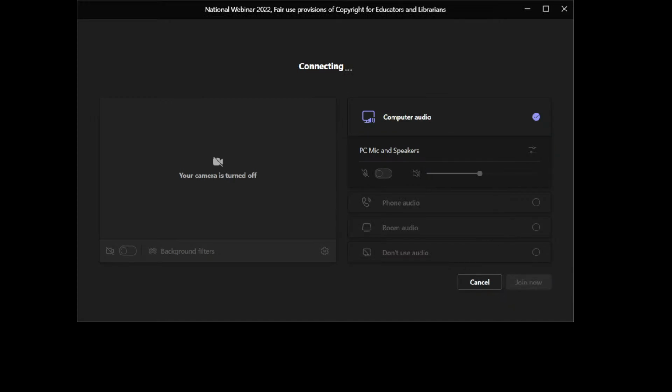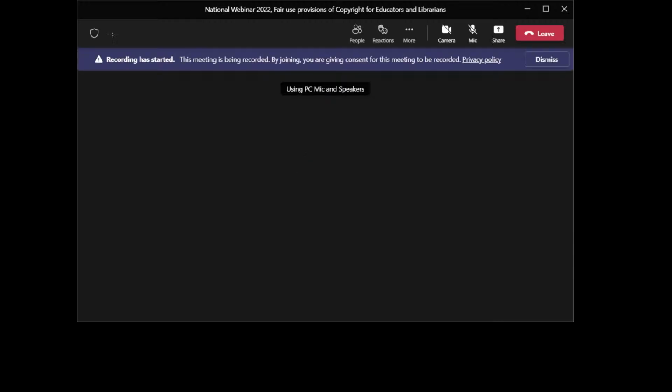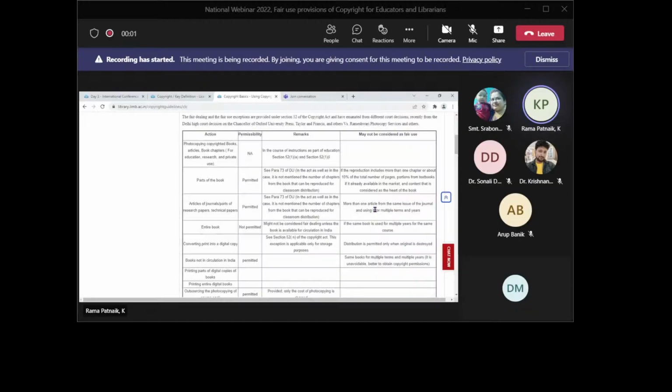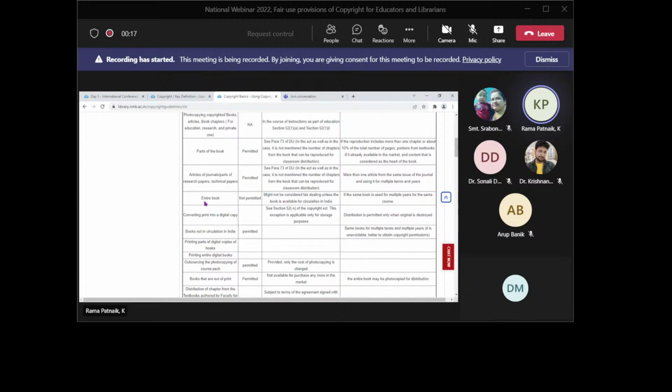It is permitted. Para 73 of the Delhi University case mentions it. But when it comes to using journal articles, again, we are conservative in using only one article from the same issue of the journal. Multiple terms and years would again be constituted as not in good faith. The same entire book cannot be used. Sometimes you may come across cases where faculty own their book and want to distribute from that, which is again not allowed, even if they have authored it.